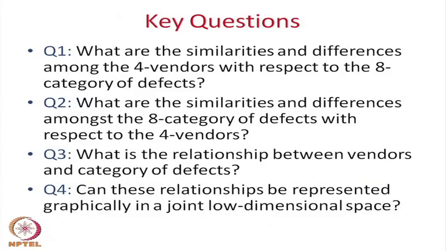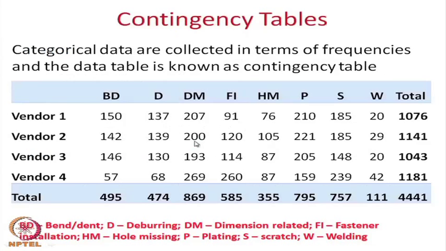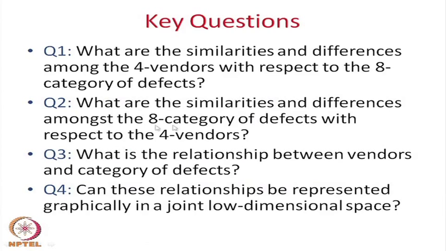Now, if we want to know the answer to this question, what are the similarities and differences among the 8 categories of defect with respect to 4 vendors, we want to see whether BD, D, DM, FI, HM, PS, W are similar or dissimilar, or if similar, how much dissimilar, with respect to these 4 vendors. That is what is written here. What are the similarities and differences amongst the 8 categories of defects with respect to the 4 vendors?